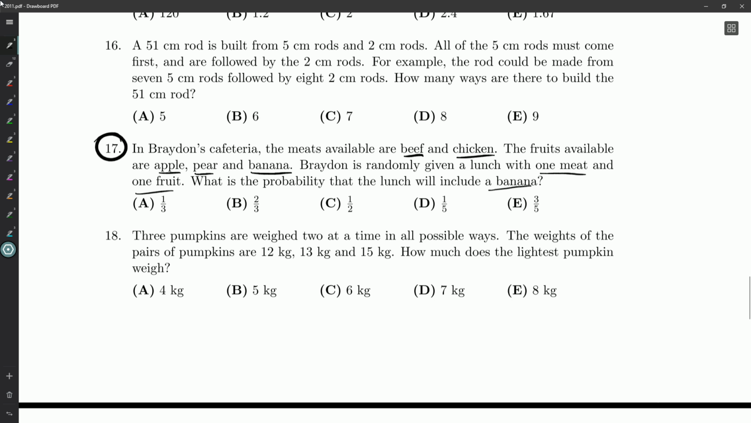Okay, so randomly given a lunch with one meat and one fruit. We want to know what's the probability that we end up getting a banana. Okay. So, what can we do here? Well, there's a couple ways I think we could approach this. One way is to ignore the meat and say, well, how many fruits have you got? Apple, pear, banana. And you want a banana, that's 1 out of 3.